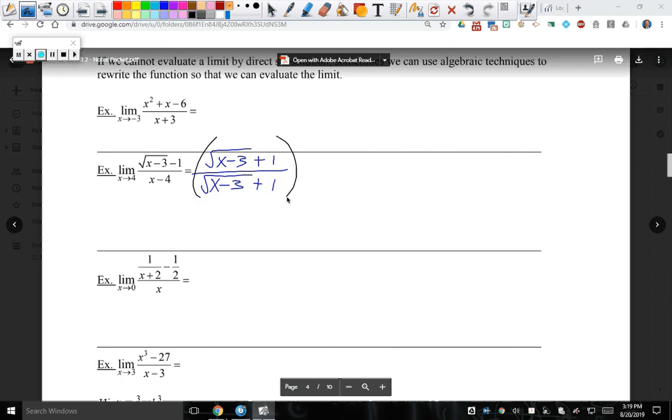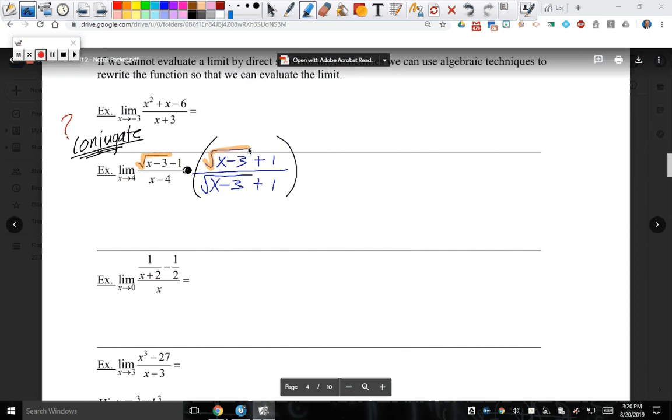Did I multiply by a form of 1? Yes or no? Yes. What is this form of 1 called? It's the conjugate. Nice, the conjugate. So the conjugate, if you didn't learn this way back when, you can learn it now. Why the conjugate? Your goal is to get rid of this in the numerator.